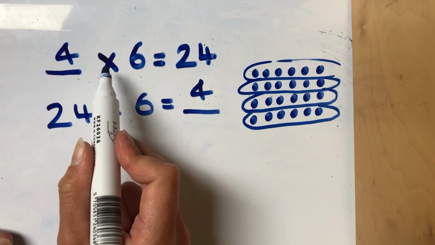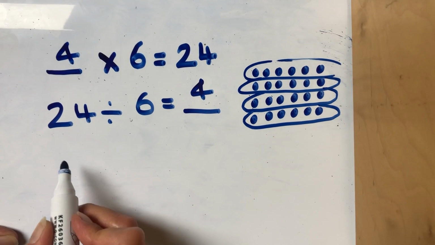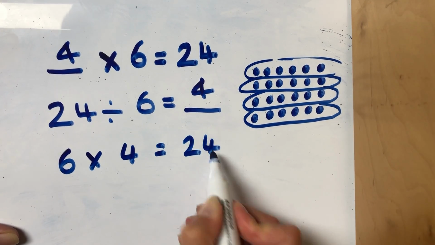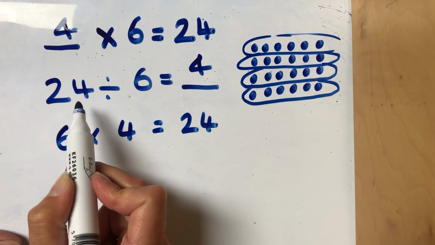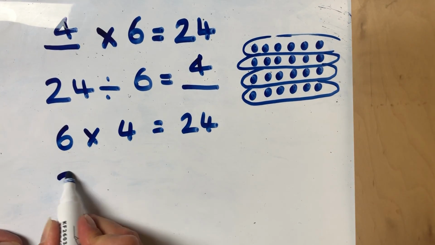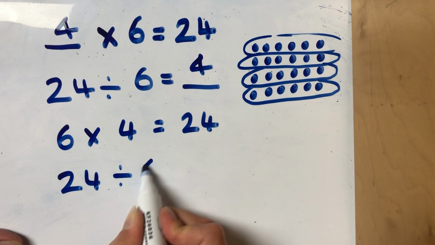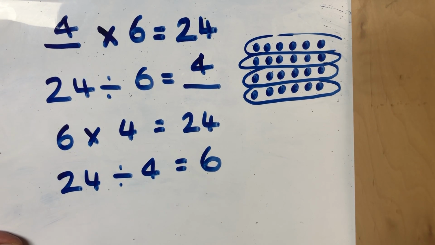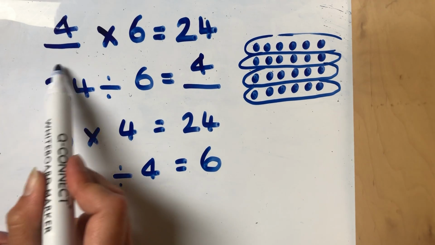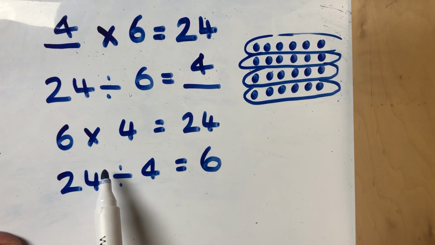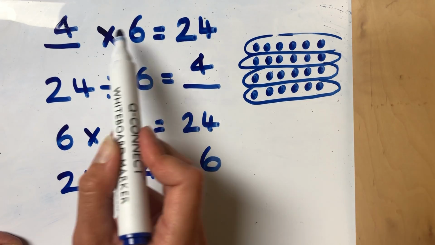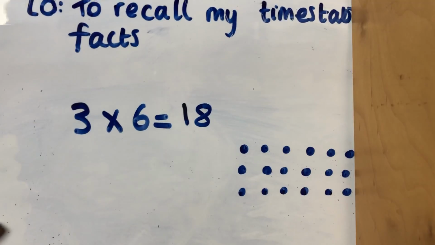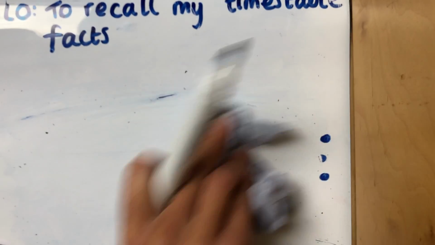I can also write another multiplication sentence using these numbers. 6 times by 4 is 24, and I can write another division number sentence using these numbers. 24 divided by 4 equals 6. And we do need to remember that with our divisions we always start with the largest number, and with our multiplications we always end with the largest number. Okay, let's try something a little bit different.